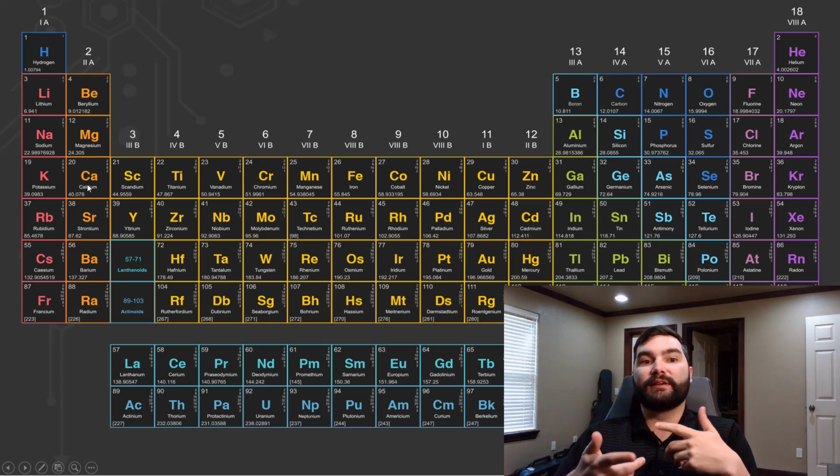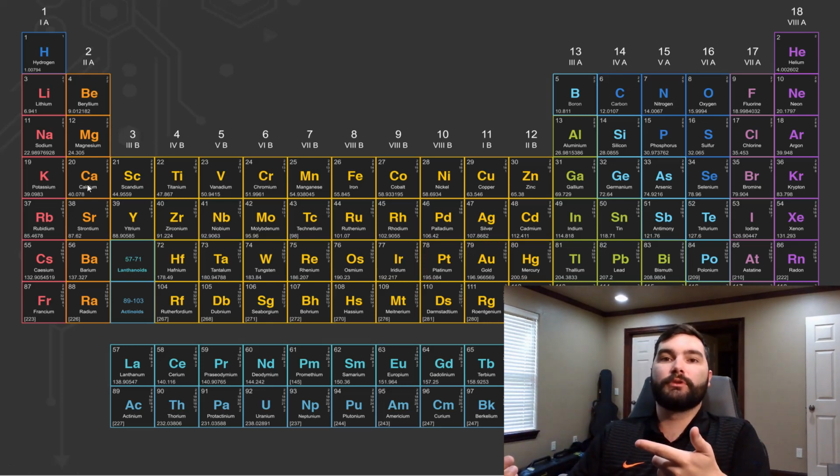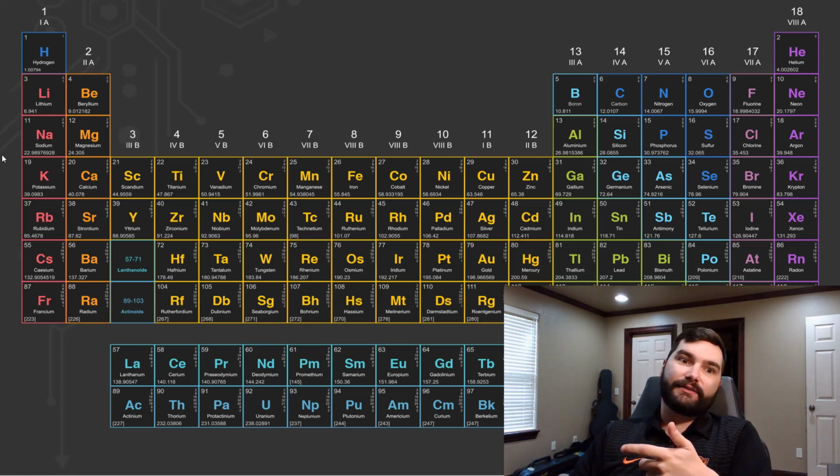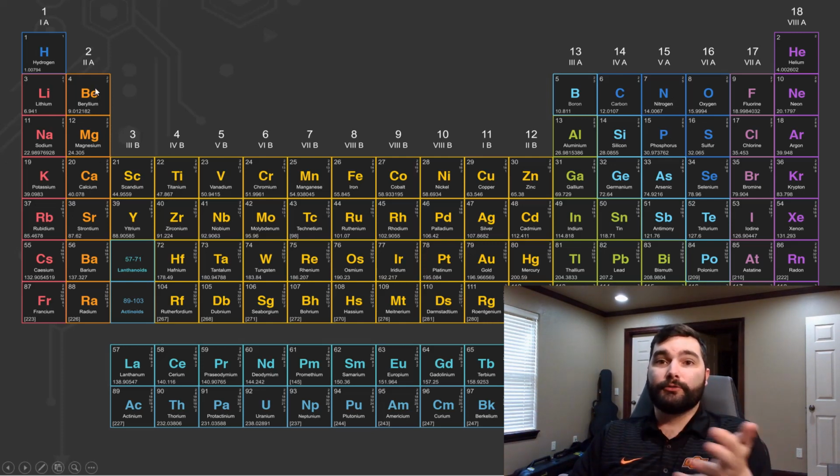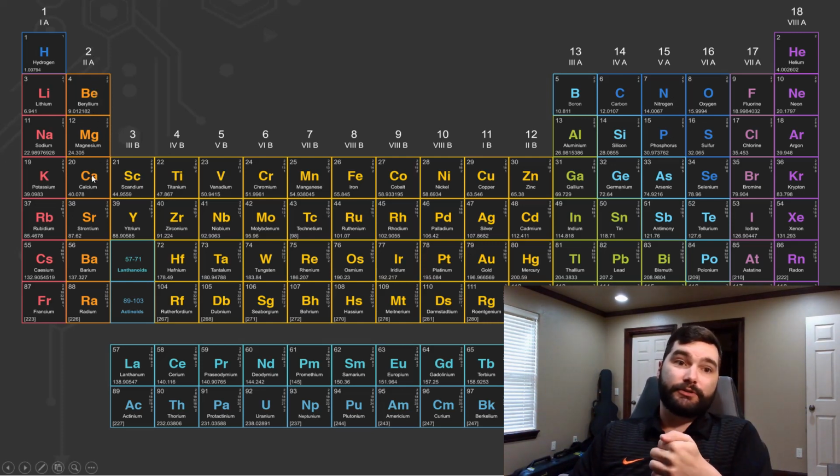Now say you had a calcium 2 plus in your molecule. You can still rely on the group number it's in, but if it's 2 plus, then you're going to have to subtract 2 electrons from it to get the correct number of valence electrons.